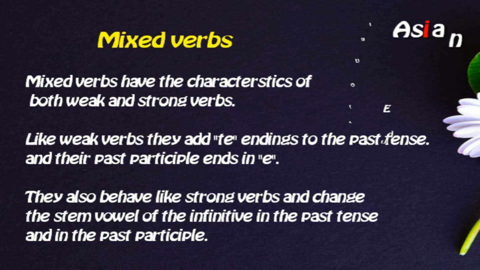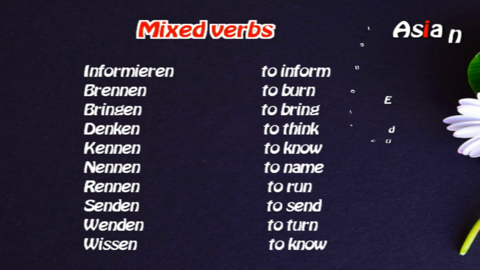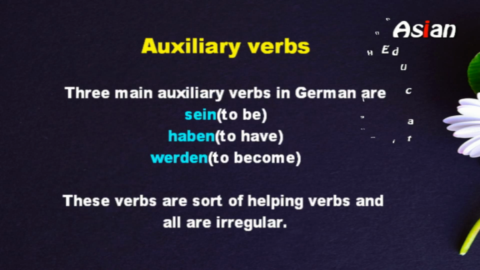And here are some mixed verbs examples: informieren, to inform; brennen, to burn; bringen, to bring; denken, to think; and kennen, to know; nennen, to name; and rennen, to run; senden, to send; and wenden, to turn; and wissen, to know. Now auxiliary verbs.